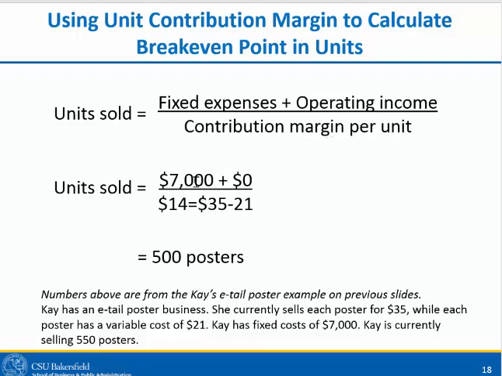So you divide 7,000 by $14 and the calculator will give you 500 posters. This number tells me that in order to break even, K has to sell 500 posters. Now K is selling 550 posters, which is way above the 500-poster break-even point. So I would say K is making a profit for sure. This is how you can use contribution margin to find the break-even point.